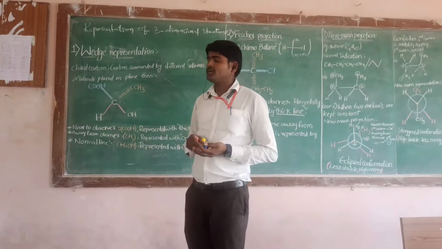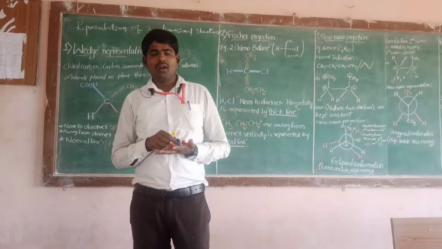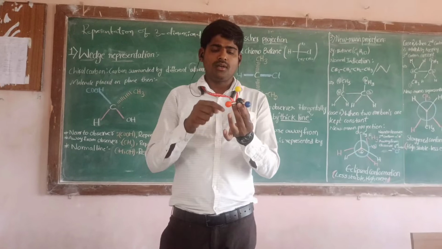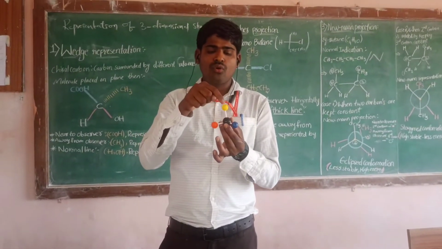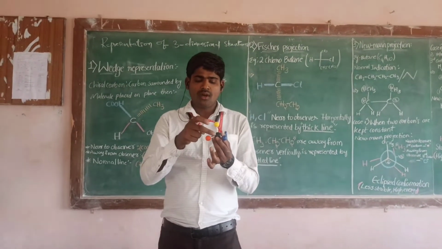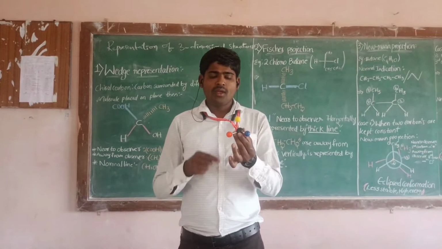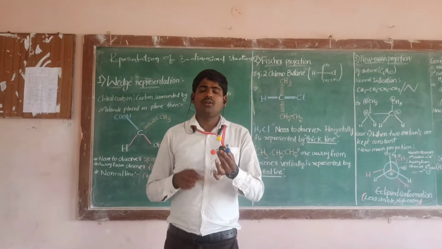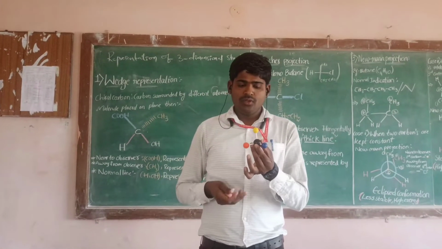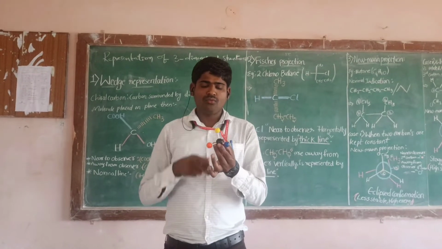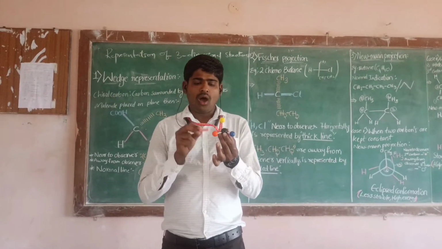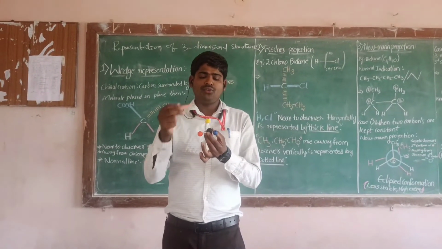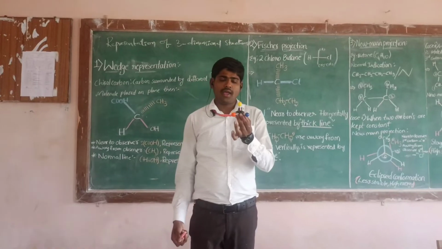In this wedge representation, they will take one chiral carbon. This is one chiral carbon. Chiral carbon means carbon attached to four different atoms. This carbon is called a chiral carbon, an asymmetric carbon center, and an optically active carbon. So carbon surrounded by four different atoms, for example, alcohol, acid, CH3, and hydrogen. This is lactic acid.